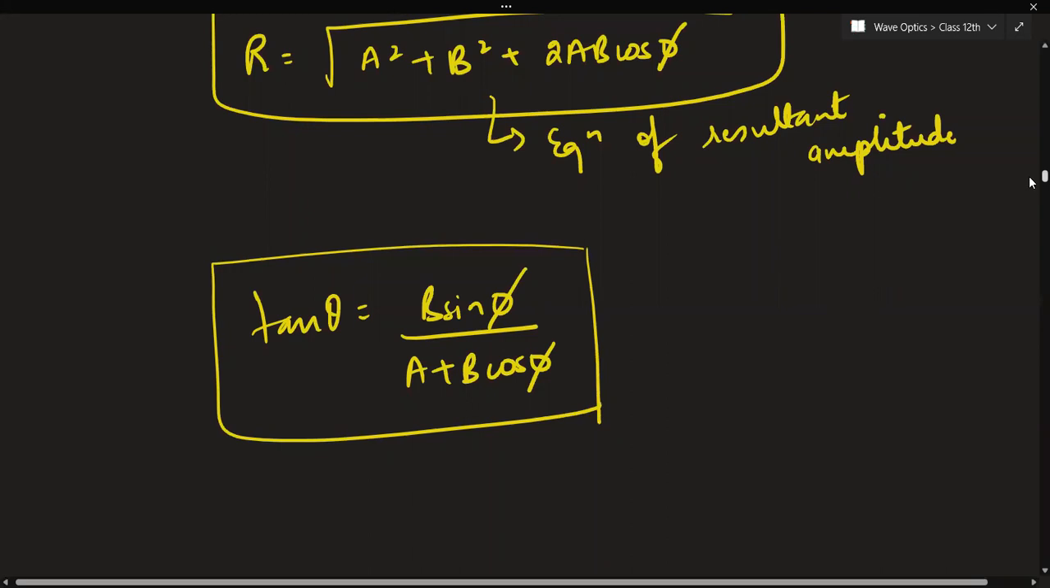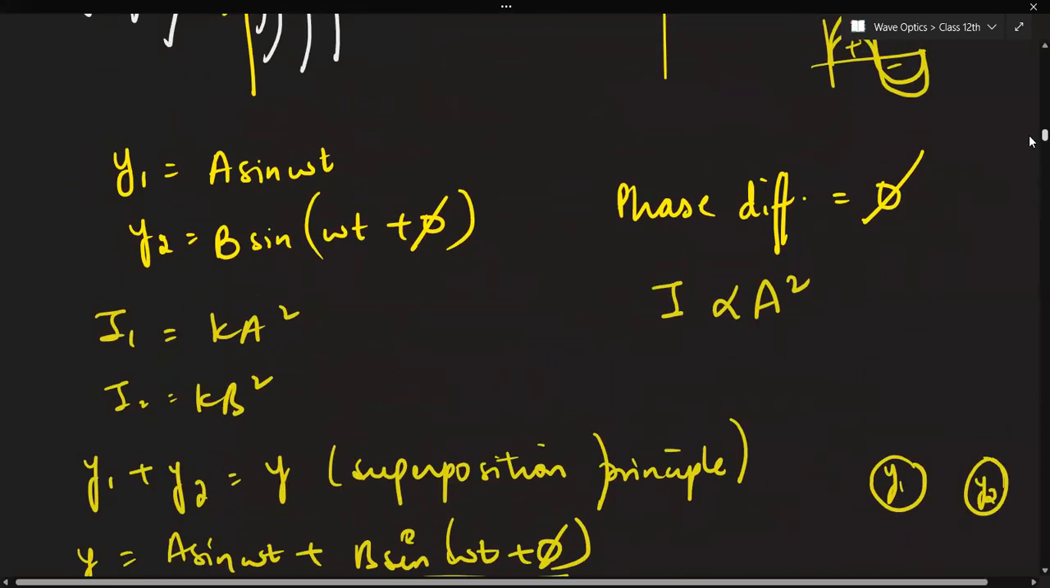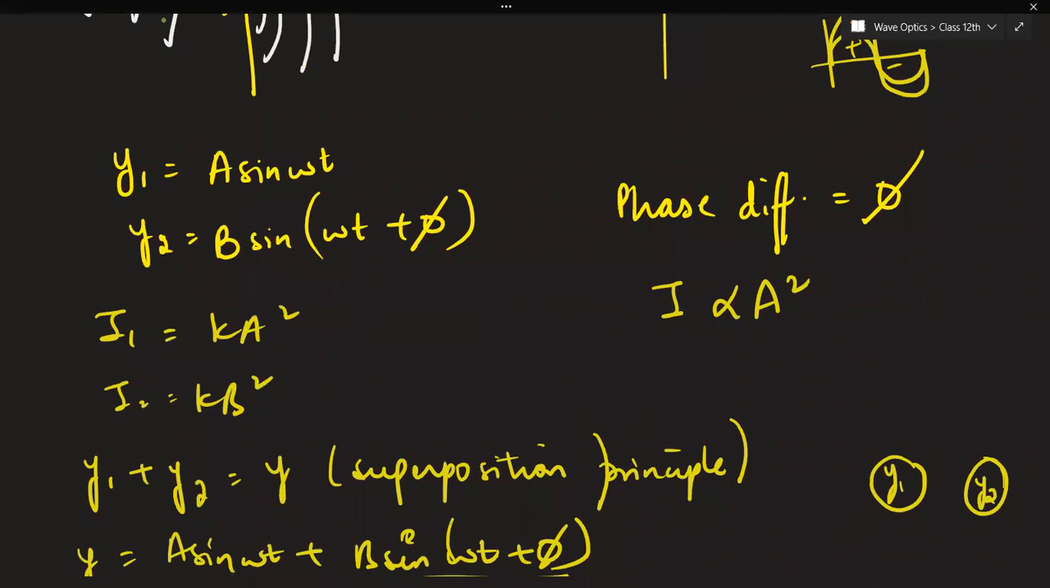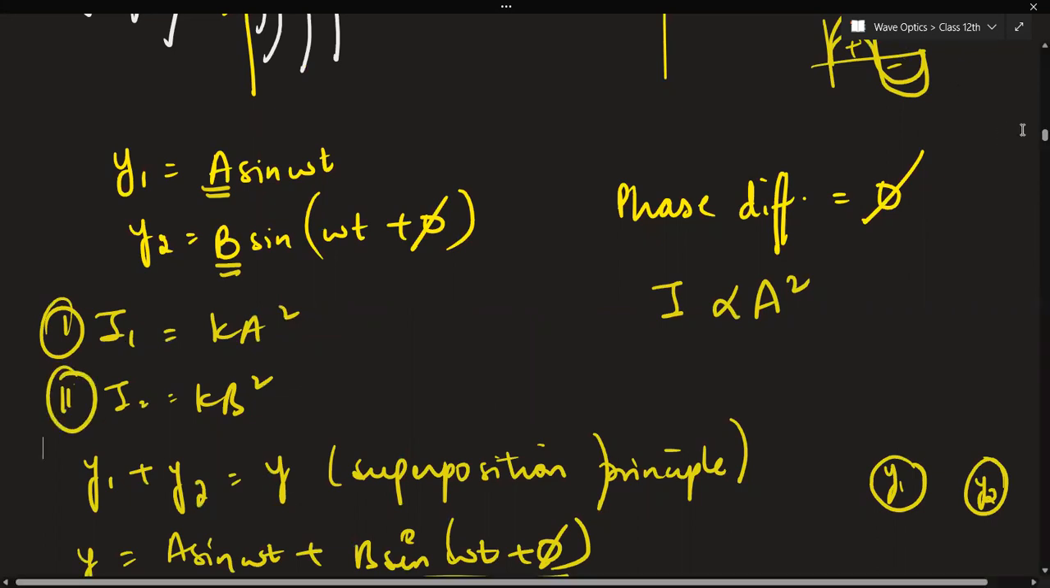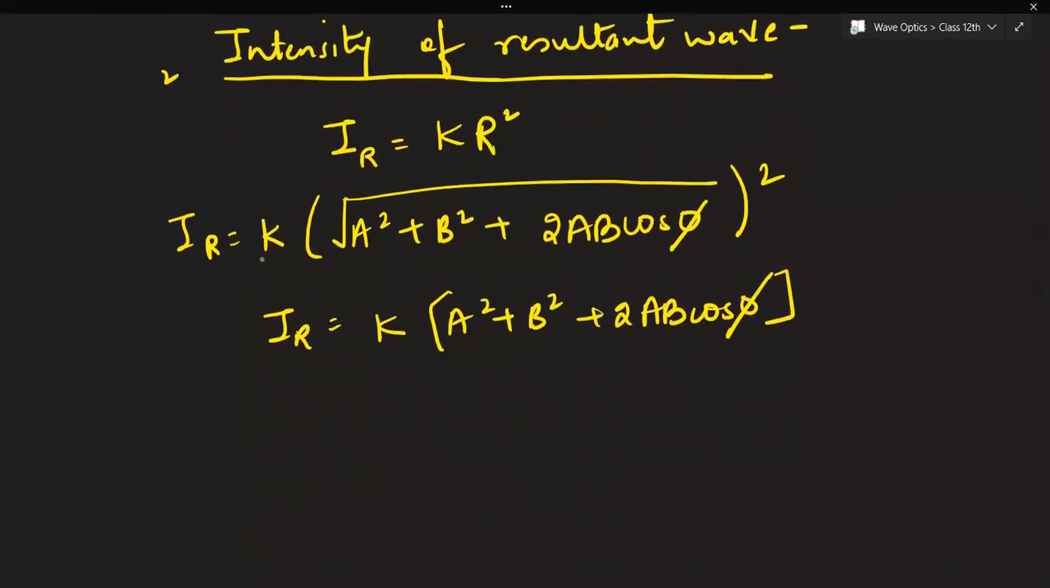You have a lot of usage from this equation. This is the most important equation that will be used. One is this equation and another one is the intensity equation. Individual intensities, I had told you, remember here. If amplitude is A, intensity 1 will be Ka square. Amplitude B, intensity 2 will be Kb square. But how do you write the final intensity? IR will be equal to K R square if resultant amplitude is R. So resultant intensity will be the square of the resultant amplitude.